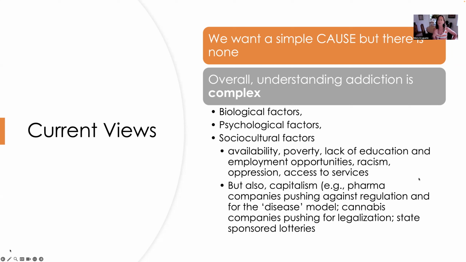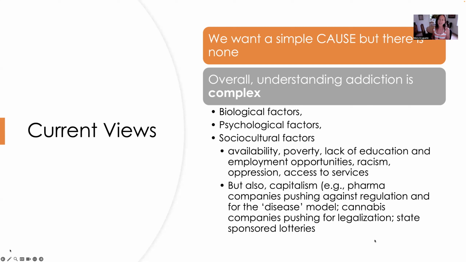The social part is one we haven't really covered, which is the availability of drugs and alcohol, right? Poverty, just the situation of poverty, making it more likely that people will become addicted. Lack of education, lack of employment opportunities, racism, oppression, access to services being low. These are all things that increase addiction.